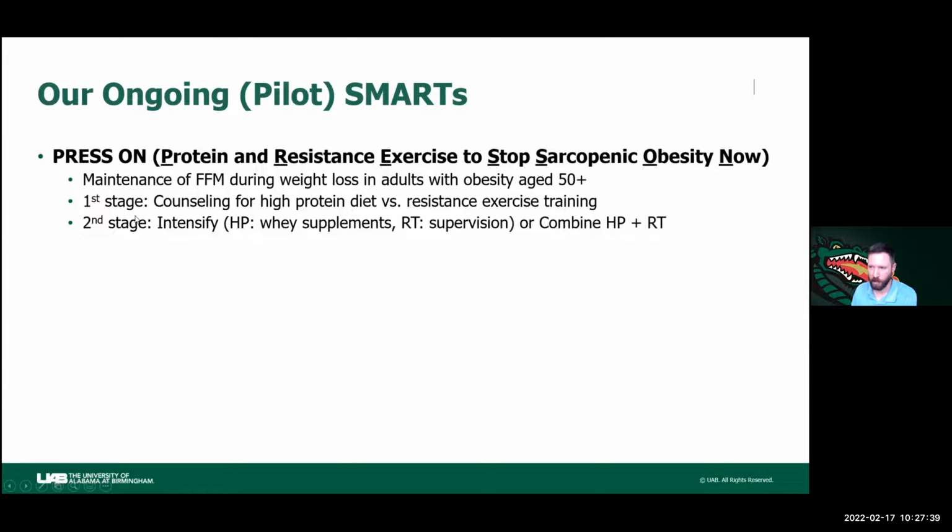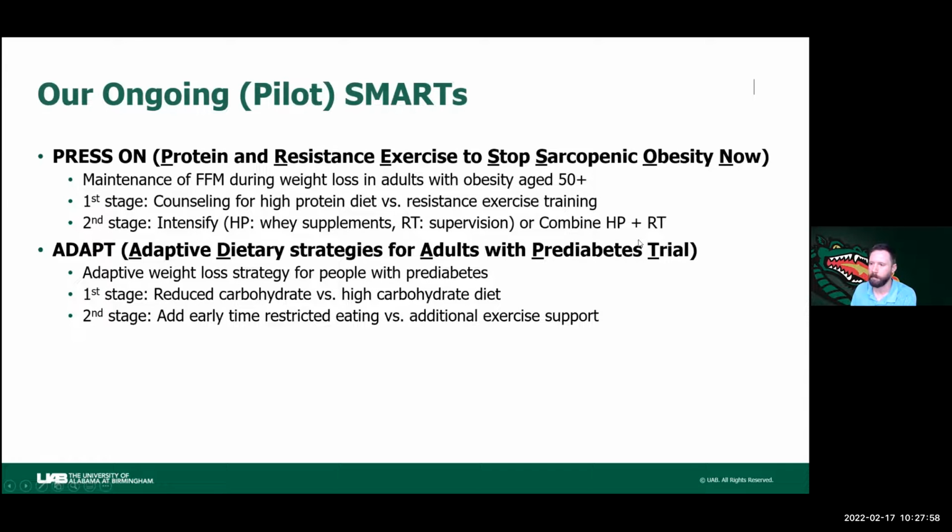Then, if they're non-responders at that point, we either intensify the intervention or combine. So for intensify, this is either providing whey protein supplements to the high protein group, or doing 2 days of supervised exercise in the resistance training group. Then we're combining those strategies in the combined group.